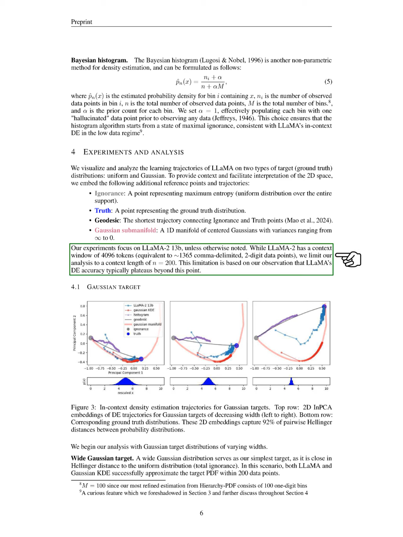Our focus is primarily on Llama 2 13B, and we limit our analysis to a context length of 200 tokens, as we have observed that the accuracy of density estimation tends to plateau beyond this length.